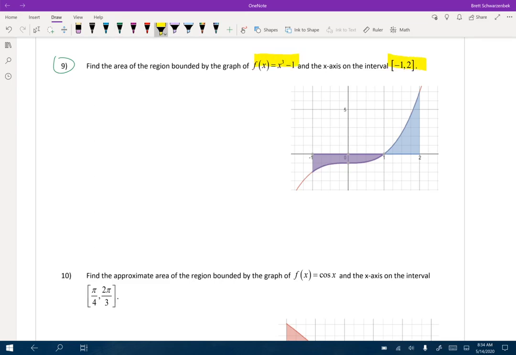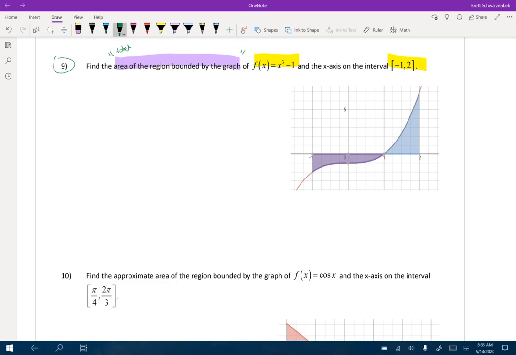Your goal is to find the area of the region bounded by the graph. So the best way to put this is, this is the statement that is used whenever you need to find this. Sometimes it says total area as well, but anytime you see area of the region bounded, you know that you're trying to find the total area in the picture.